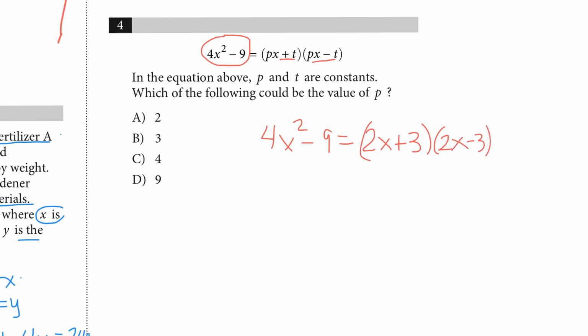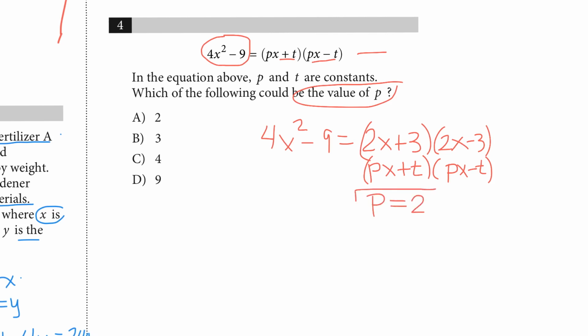And if you look at what they give you up here at the top, this is px plus t, and this lines up with px minus t. So if they're asking for t, it looks like t is 3. What are we asking for? What is the value of p? Well, if px is 2x, then obviously p should be equal to 2. This is going to be the easiest way of doing this problem.